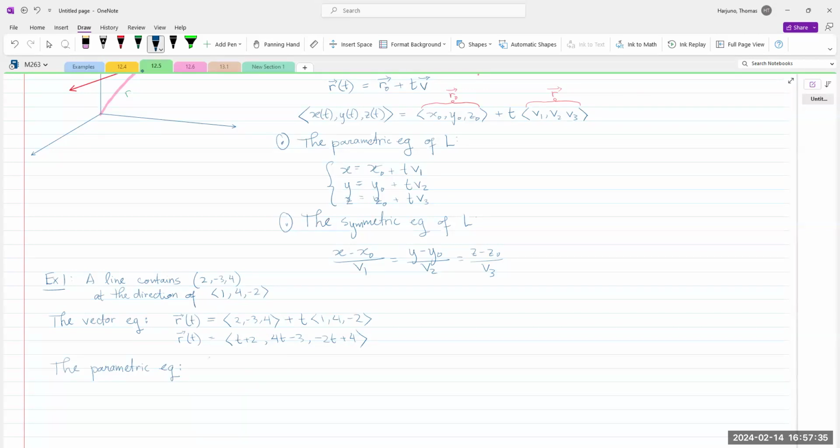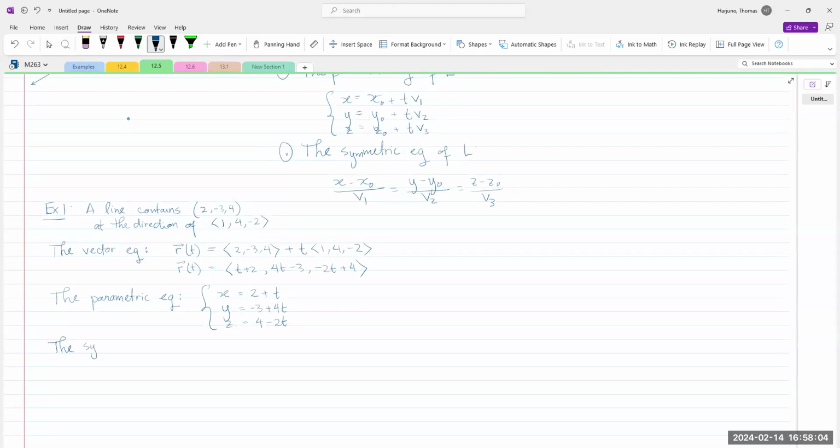Parametric equation takes more space because I have to write it this way. Of course, you can write the t terms first, then the constant. Now the symmetric equation. The symmetric equation is basically what you get when you solve for t. So if I solve for t, I will get (x - 2)/1, sometimes I don't write that over 1, then (y + 3)/4, and then (z - 4)/-2.